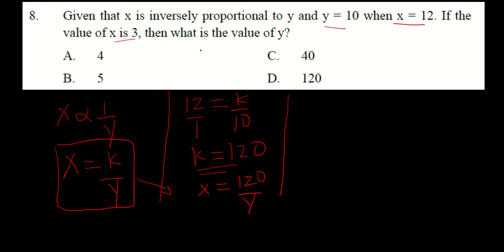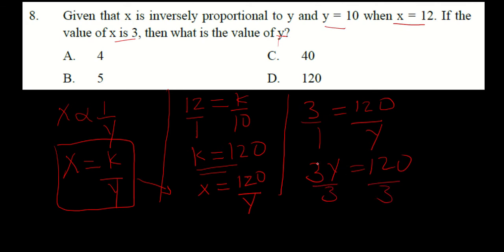It says, if x is 3, what is the value of y? So we will substitute 3 in place of x. So it will be 3 is equal to 120 over y. Then we will multiply crisscross. y times 3 will be 3y is equal to 120. Then dividing both sides by 3, the value of y will be 40. So the answer will be C. That is the answer for question number 8.